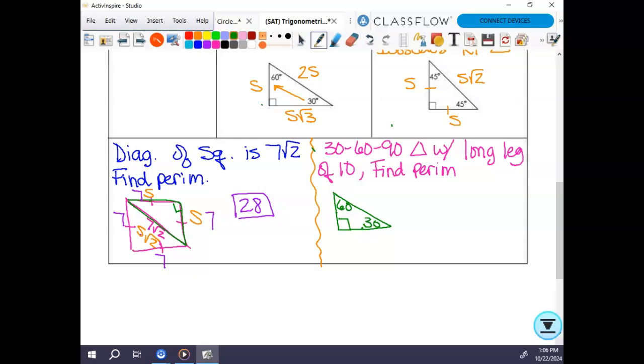And they told me the length of the long leg is 10. So this is 10. That's how I know where to put it. Has to be across from 60. If I had to put my angles the other way, it would be somewhere else, and that's fine.